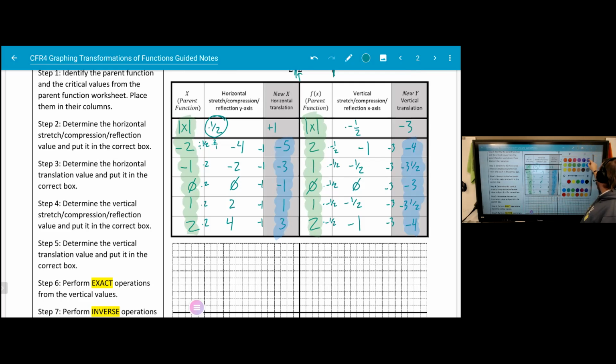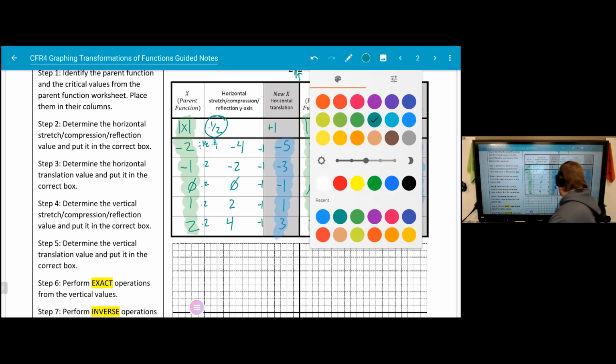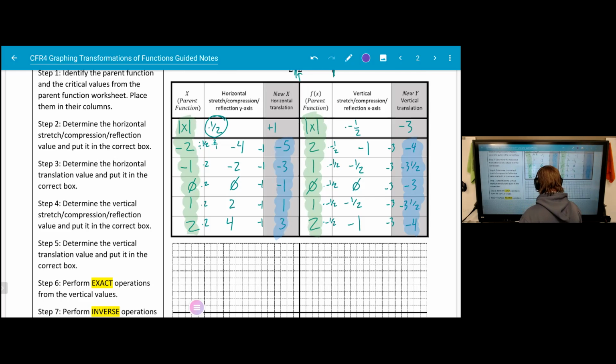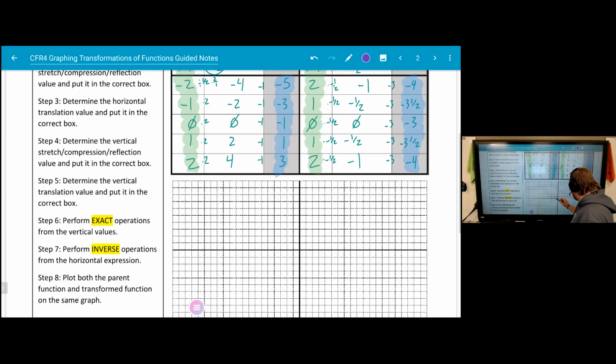Parent function, we will once again put in some purple. The parent function: -2, 2; -1, 1; 0, 0; 1, 1; 2, 2. Don't just stop it there. Draw it all the way out.